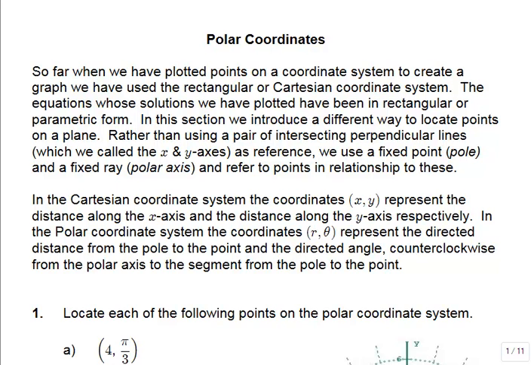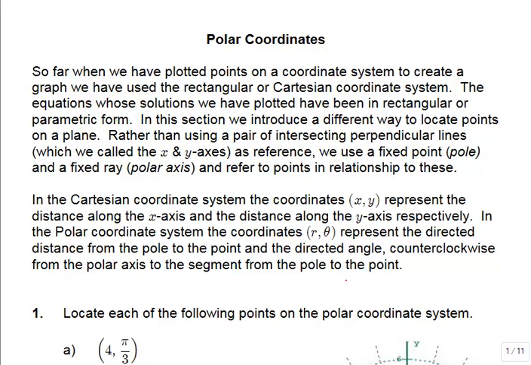Rather than using a pair of intersecting perpendicular lines, which we call the x and y axis, as reference, we're going to use a fixed point called the pole and a fixed ray called the polar axis and refer to points in relationship to these. In the Cartesian coordinate system, the coordinates x, y represent the distance along the x-axis and the distance along the y-axis respectively. In the polar coordinate system, the coordinates r, theta represent the directed distance from the pole to the point and the directed angle counterclockwise from the polar axis to the segment from the pole to the point.